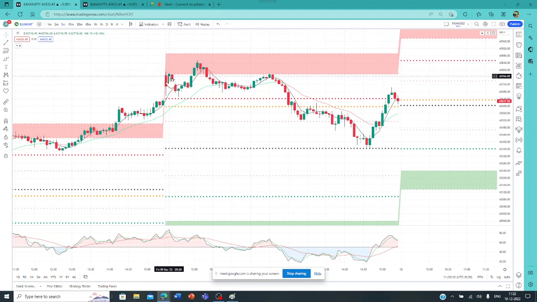Now what happened? It retraced until where it retraced. Now PDH is doing what? Taking support, right? Now how do you want to take an entry here? This green line you see is our 20 EMA. So it has taken support here. It has formed a bullish pin bar.